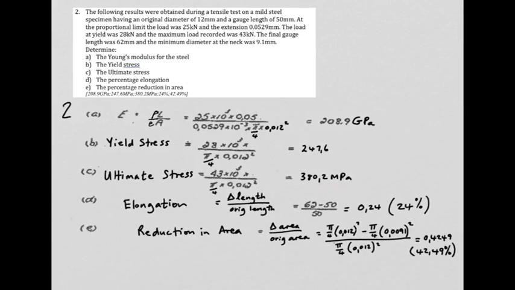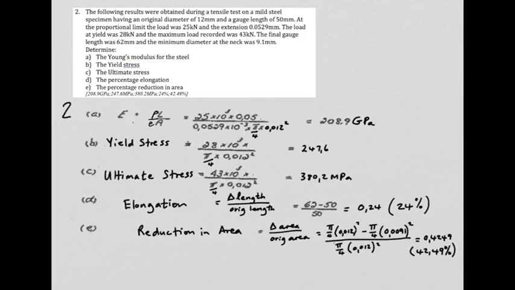Okay, now we go into elongation. Now, elongation is a comparison of how much the length changed over what the length was initially. Okay, so if we look, the length went up to 62 from 50. So the change was the difference between those two, 62 minus 50. And if we divide it by the original length, we would get a number, 0.24. Now 0.24 is in fact 24% when you multiply by 100. So to answer the question fully, they're asking for the percentage elongation. The answer would be 24 percent.